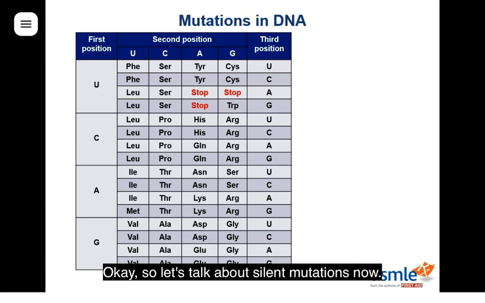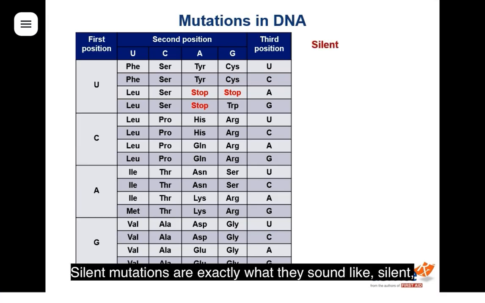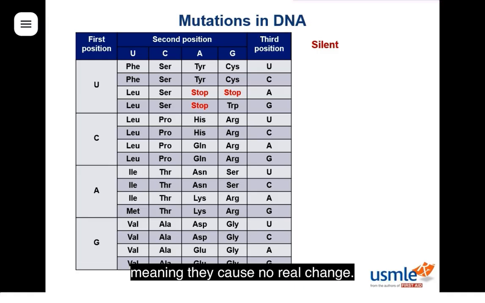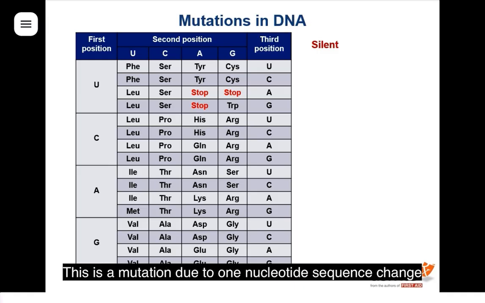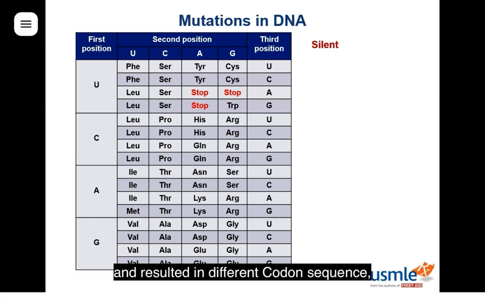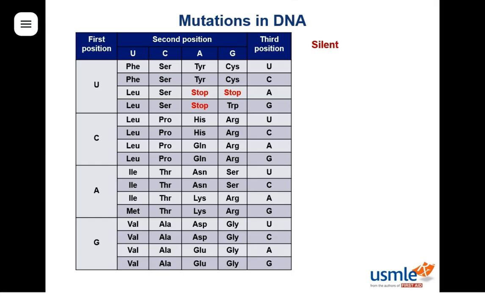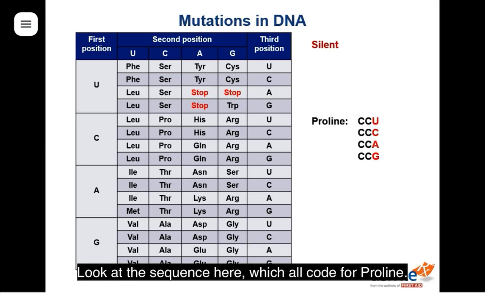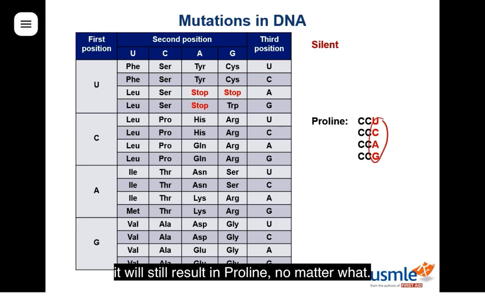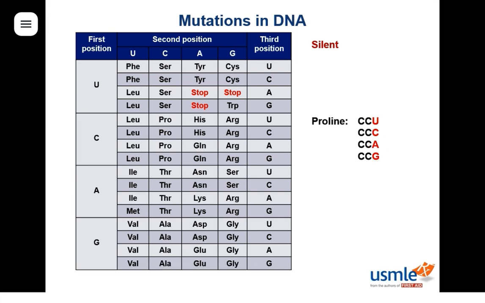Okay, so let's talk about silent mutations now. Silent mutations are exactly what they sound like, silent, meaning they cause no real change. This is a mutation due to one nucleotide sequence change, and it most commonly occurs in that third wobble position and results in a different codon sequence, but not a different amino acid. Look at the sequence here, which all codes for proline. If we change any nucleotide in that third sequence, it will still result in proline, no matter what. These mutations cause no real damage to our DNA.